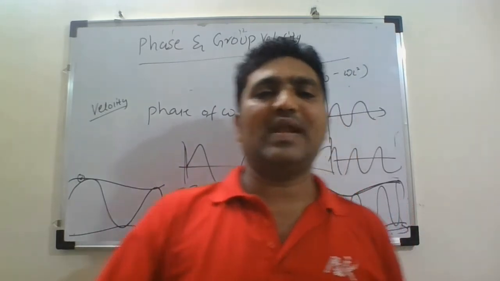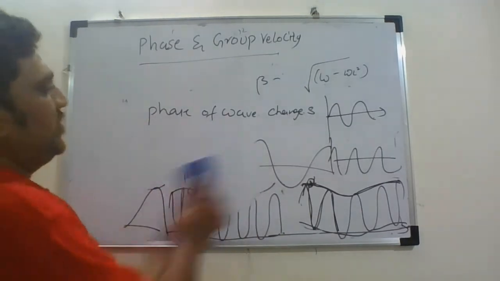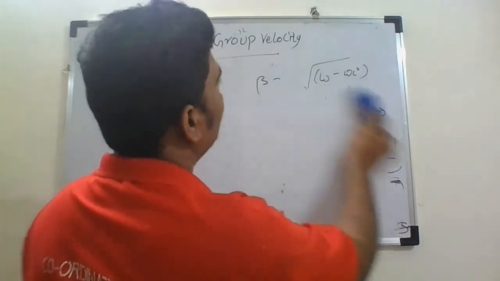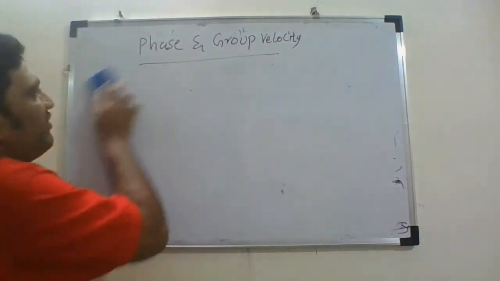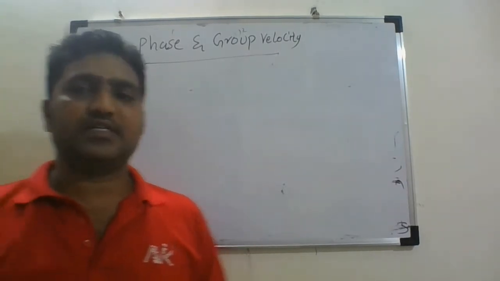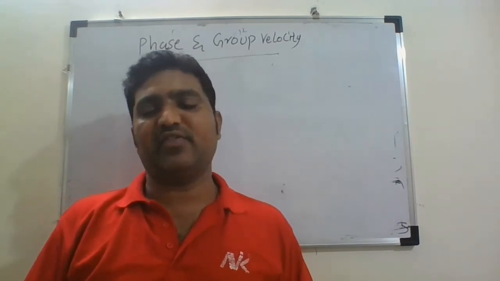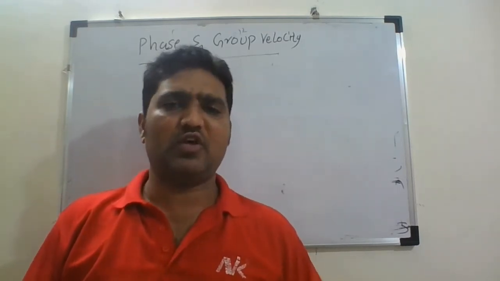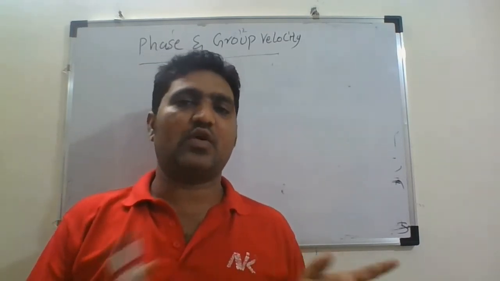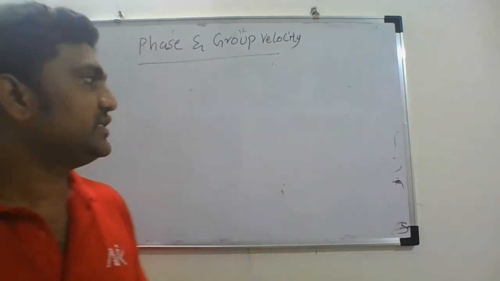Now let us derive these expressions for phase and group velocities. In the case of a planar waveguide, let us derive the expressions. Whatever derivation we are going to discuss will be the same for planar waveguides, rectangular waveguides, circular, anything, because it is not dependent on the type of waveguide. It is a common one.